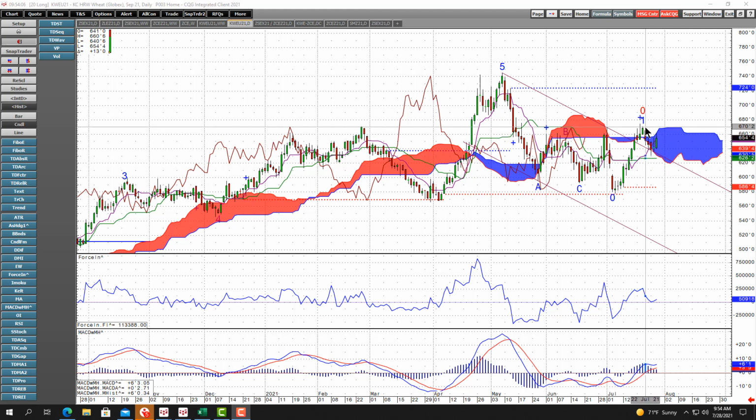It broke out of it. We've tested it several times here, 3 or 4 times, and we're starting to see a little momentum to the upside here today.